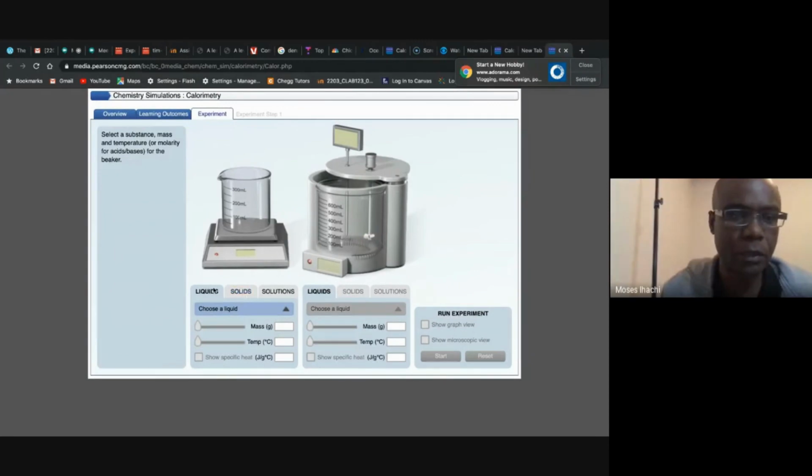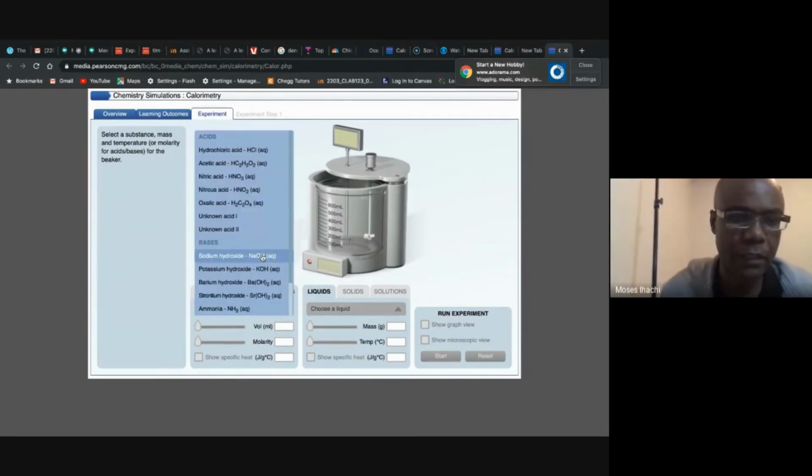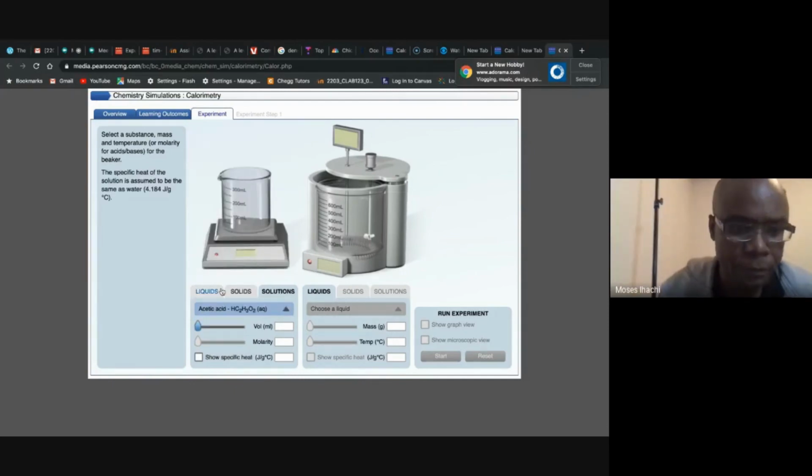Then we are not doing liquids or solids, we are doing solutions. So we click the go to arrow and then choose acetic acid. Because we are reacting acetic acid and sodium hydroxide, the volume that you are instructed in the procedure is 50 ml. And then the molarity is 1.1, it's an excess.